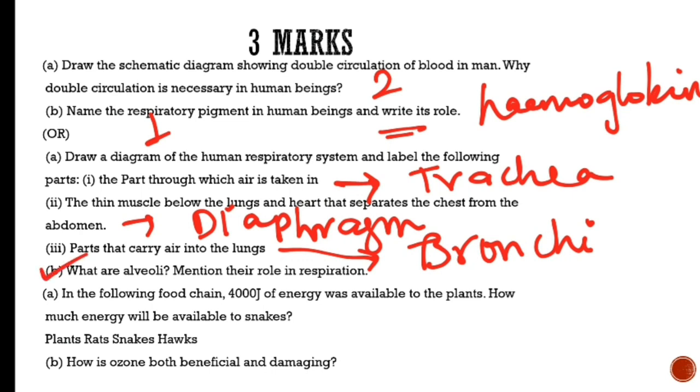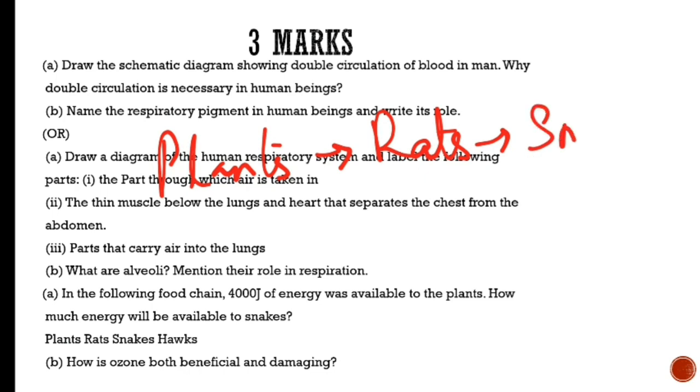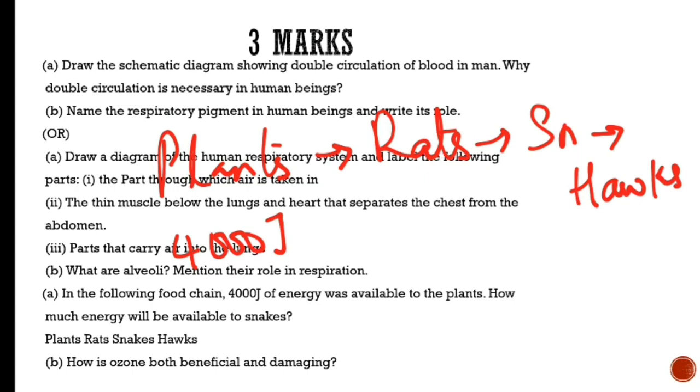And then in the following food chain, 4,000 joules of energy was available to the plant. How much of energy will be available to the snakes? So here they have given you a food chain. Plants, rats, snakes and hawks. So here they have asked that 4,000 joules of energy is available with the plants. So plants are having 4,000 joules of energy. How much will be available to the snakes?